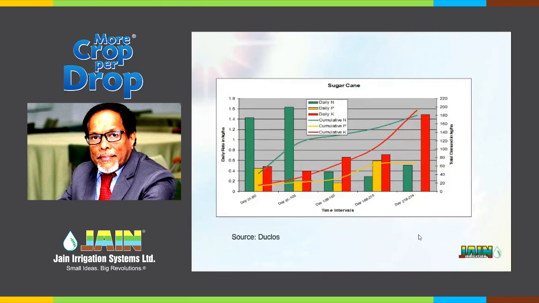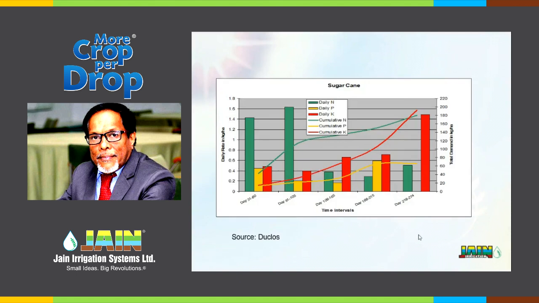This is actually by a company called Duplos, which is an offshoot of IFA. They studied this. The daily uptake rate is only what is shown in this. You see, in the first 31 to 60 days, sugarcane takes up to 1.4 kg per hectare of nitrogen, but it hardly takes 0.4 kg of phosphate. But towards the end, you see the long red histogram. After about 274 days, when the cane is maturing, the cane is taking 1.4 up to 1.5 kgs of potash per hectare. That's the time it requires it, because the cane is maturing. Sugar is being loaded to the cane.